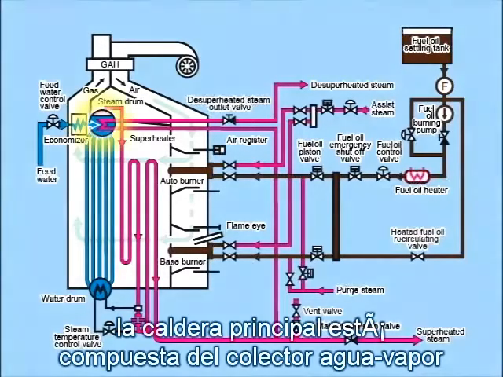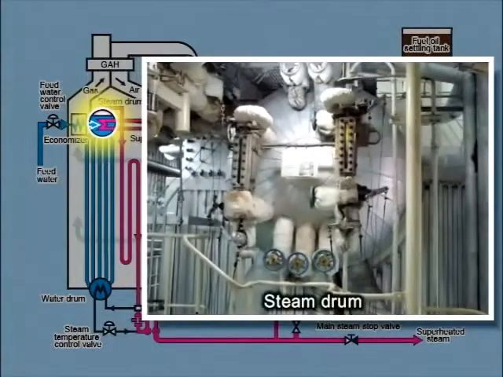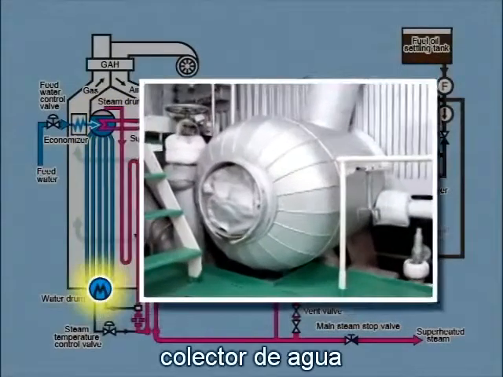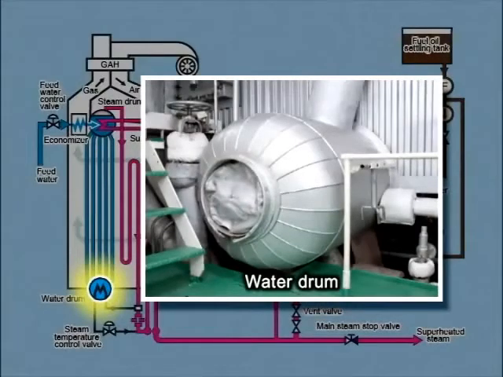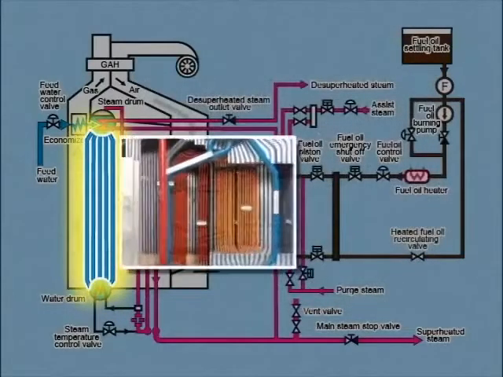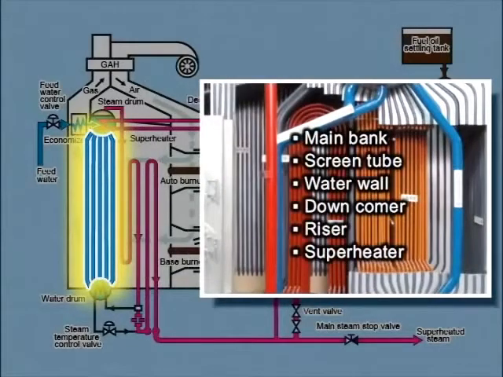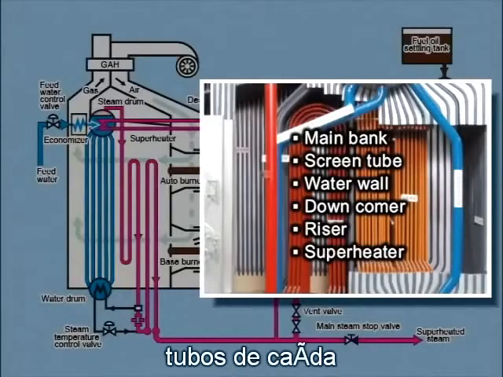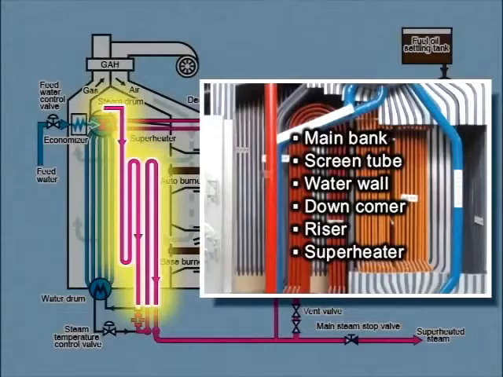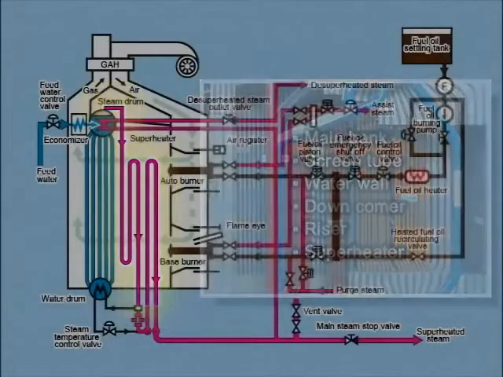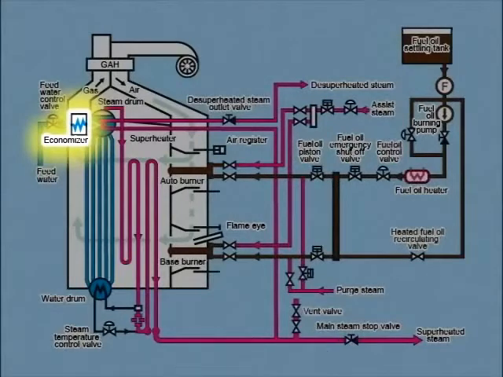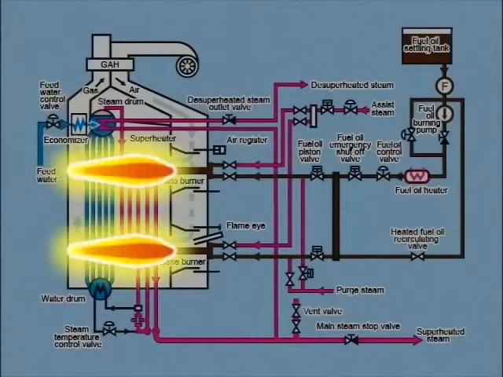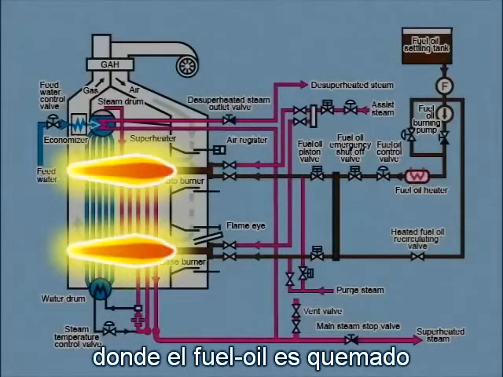The main boiler is composed of the steam drum, water drum, main bank, screen tubes, water wall, downcomer, riser, superheater, economizer, and furnace, where fuel oil is burned.